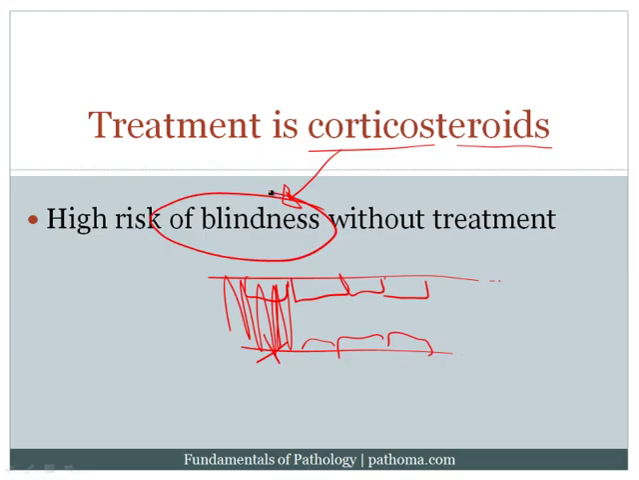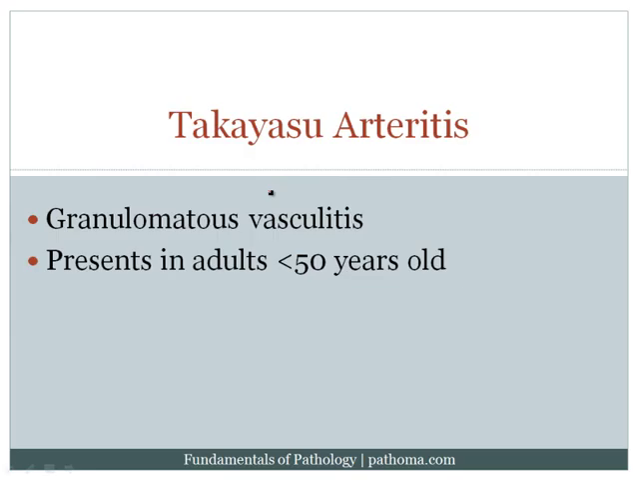And so we need to be particularly cognizant of this disorder and recognize that we need to treat it immediately. In fact, if we even suspect this disorder, we would go ahead and treat even if we don't have confirmation on a biopsy. So you want to treat them as soon as you think that this disorder might be a possibility. Now another large vessel vasculitis would be Takayasu's arteritis.